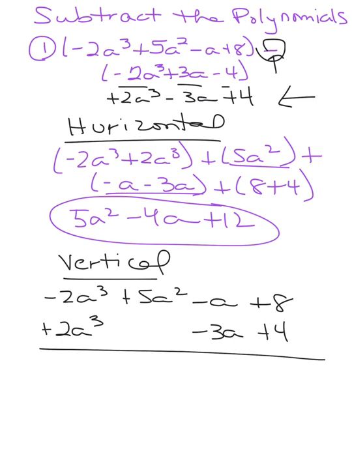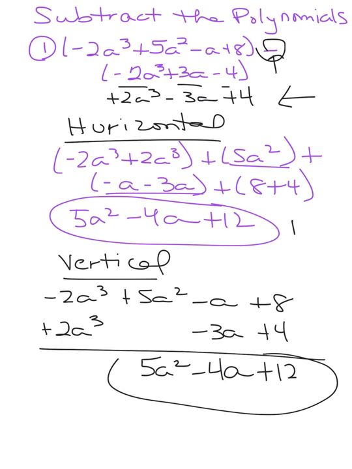Combine my like terms. Negative 2a to the third plus 2a to the third gives me 0. And then I have 5a to the second. And then I have negative a minus 3a, which gives me negative 4a. And then I add my constants. 8 plus 4 gives me 12. So there's my final answer again, which matches the same polynomial when I added the terms using the horizontal method.